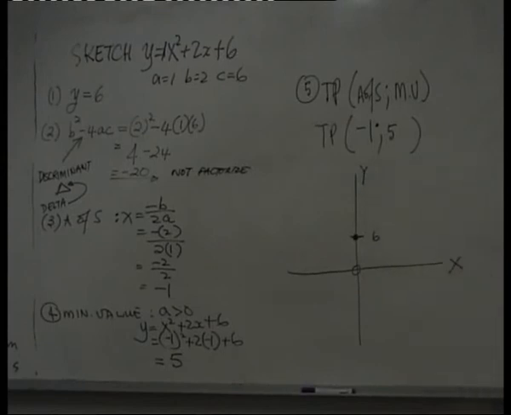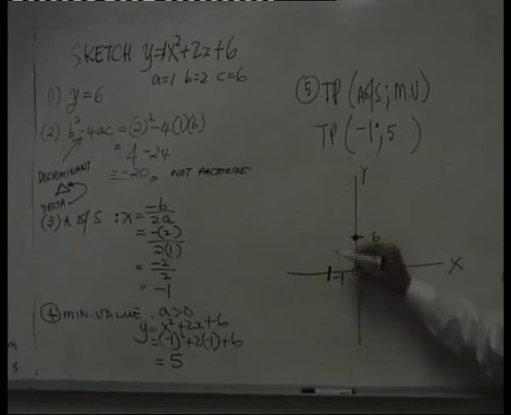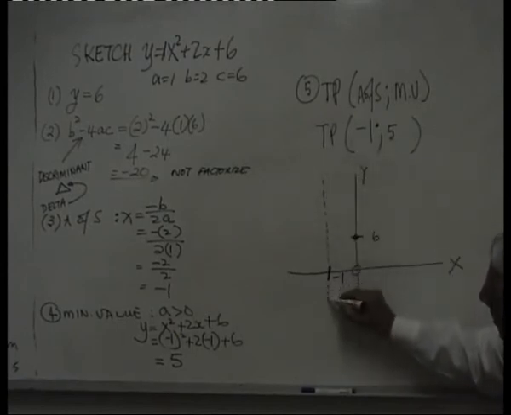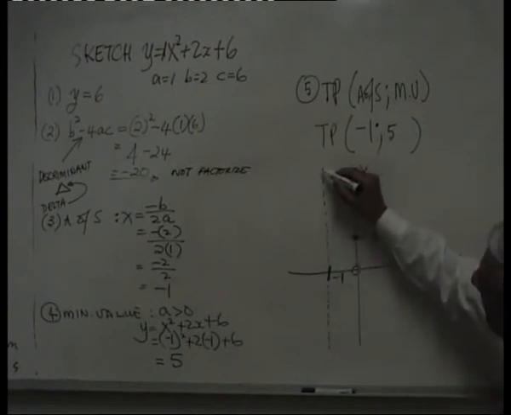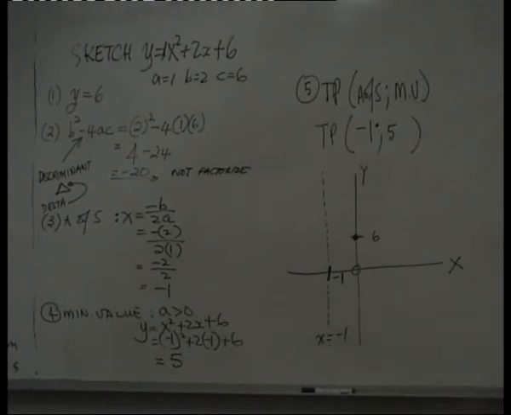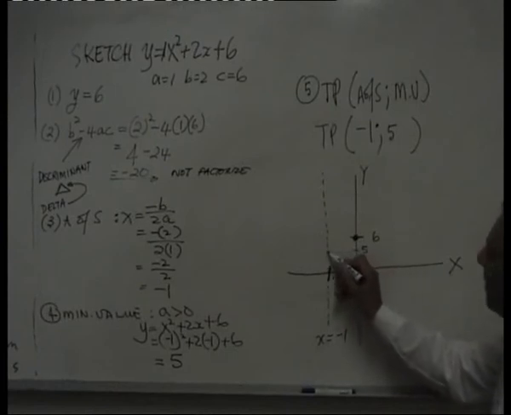Next, we look for the axis of symmetry. Axis of symmetry is minus 1. So minus 1 is somewhere here. We will have a broken line going through minus 1 like that. And this is x is equal to minus 1. And the turning point is minus 1, 5. So 5 will be somewhere here, just below 6. So the turning point is here.